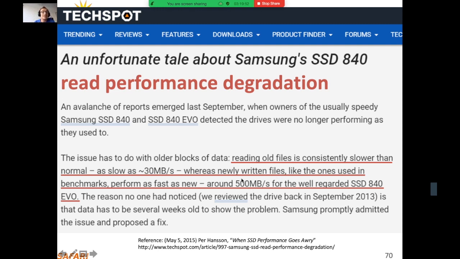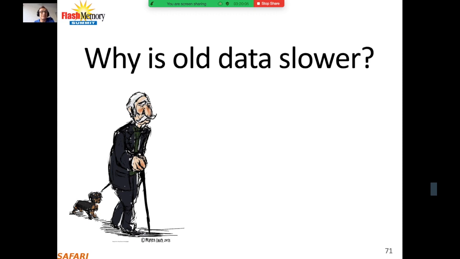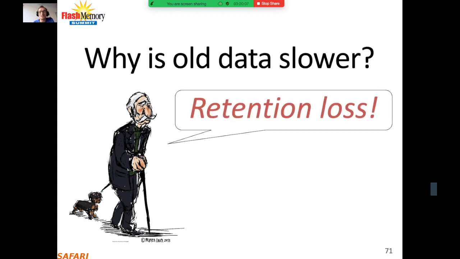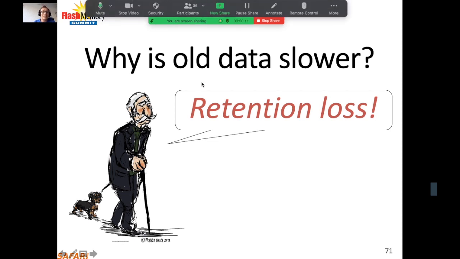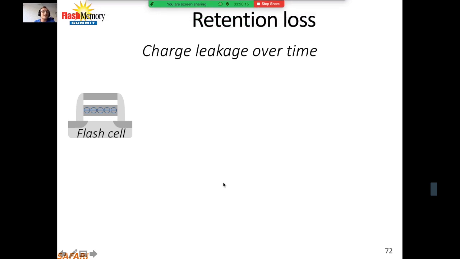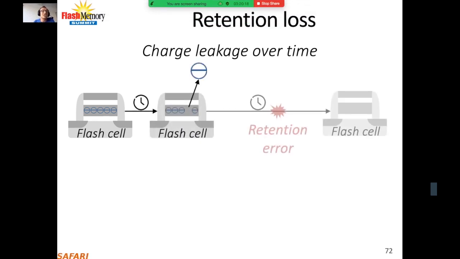Compared to basically 500 megabytes per second at the time, you read this data as slow as 30 megabytes per second. And this is because the data is not retained well. Basically, newly written files can be read much faster. So there's retention loss. This is actually graphics from Yishin, who was my PhD student, who did his thesis on flash memory. So in flash memory, you have a similar phenomenon. You get charge leakage over time. If you don't solve the problem somehow, you lose the data.